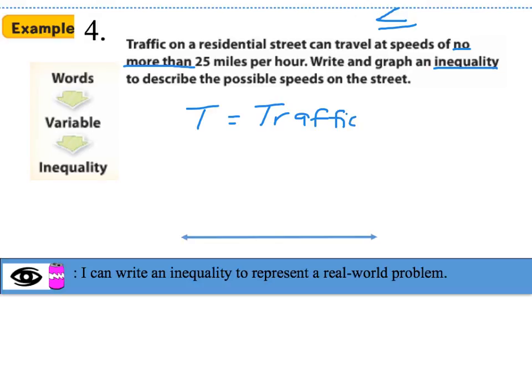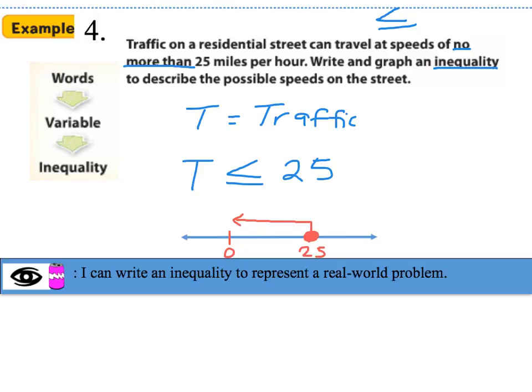And our inequality is going to say traffic cannot be more than 25 miles per hour. So on a graph, we're going to start with 0 here, and we're going to place 25 on the right-hand side of 0. We're going to have a solid circle because traffic can be 25 miles. It just can't be more than that. So everything to the left of 25 could be a solution.